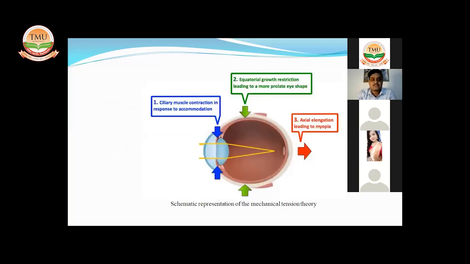This is the schematic representation of the mechanical tension theory. You can see that when the eye is not able to focus the object on the retina, and the light rays are focused in front of the retina, then the ciliary muscle contracts and the crystalline lens responds with accommodation, which restricts the equatorial growth of the eyeball, and there will be axial elongation, leading to myopia.